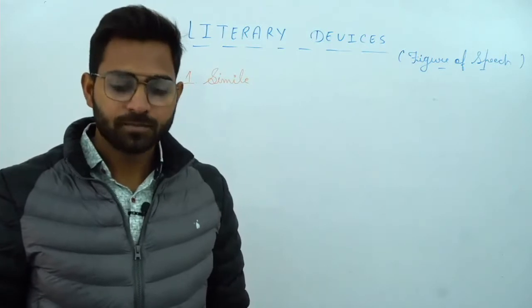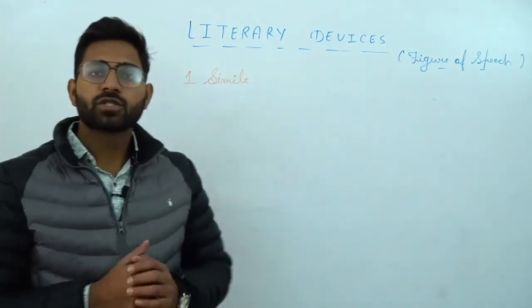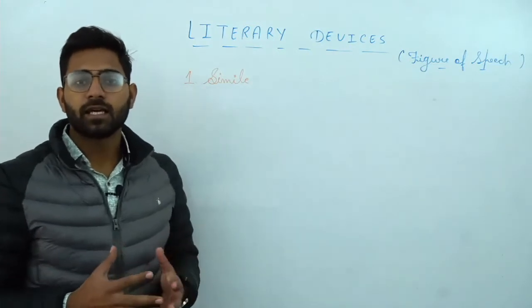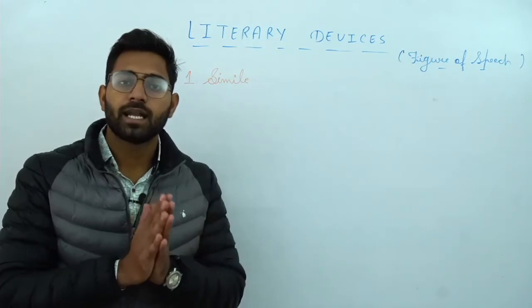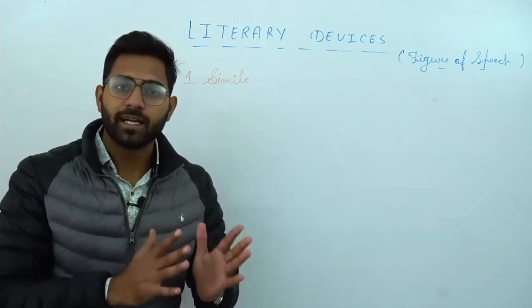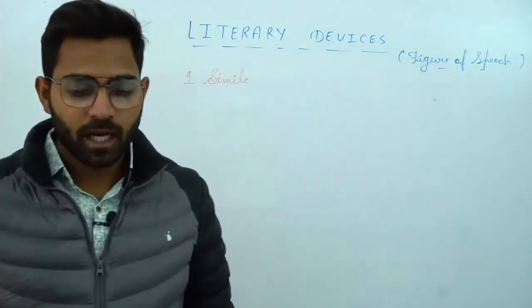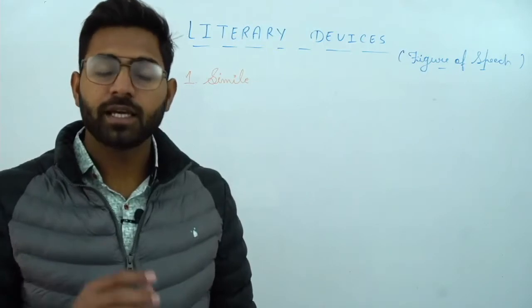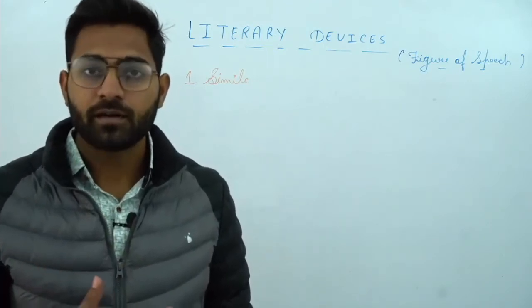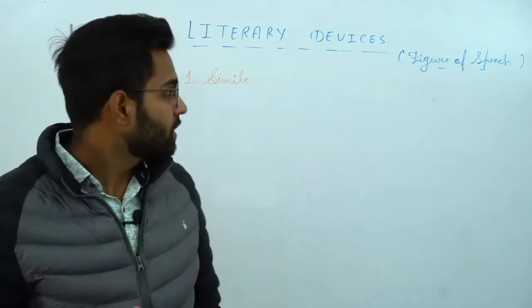So let's move further. The first one is simile. Simile means similarity, like comparison. If we compare two dissimilar things in an alignment, thoughts and ideas, that is called simile. For example, a simile is a figure of speech that compares two different things in an interesting way. Interesting way. Like why we use devices, why we use figure of speech.